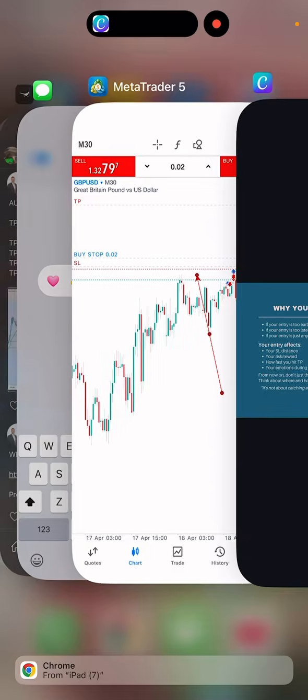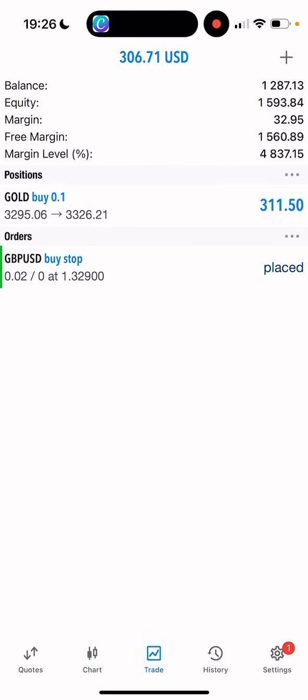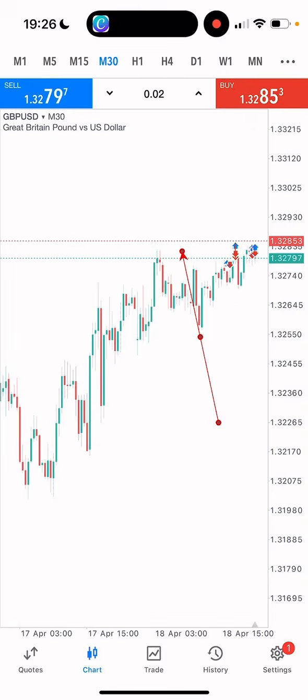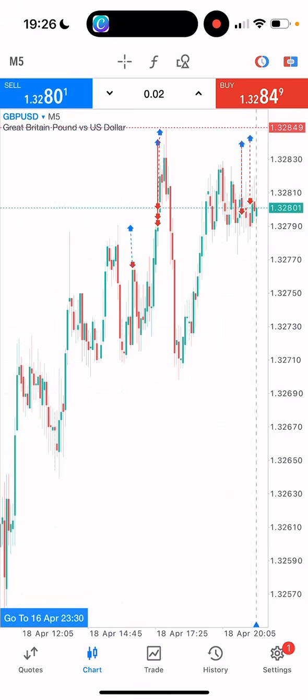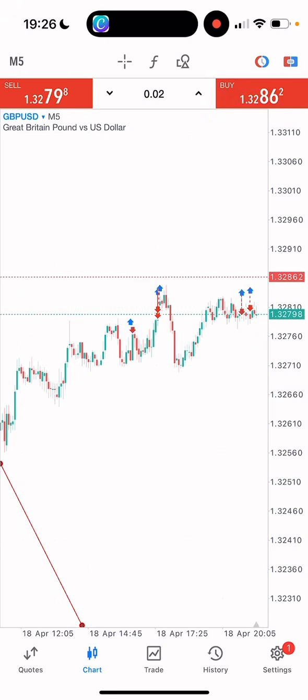So let me give you a quick example. Let's delete this. Let's go back to, let's say, the 5-minute time frame. Now, let's do two things. I'm going to open two different trades. The same TP, the same SL, but different entries, and the same lot size. And you'll tell me what you notice.